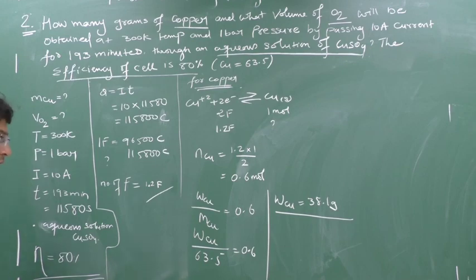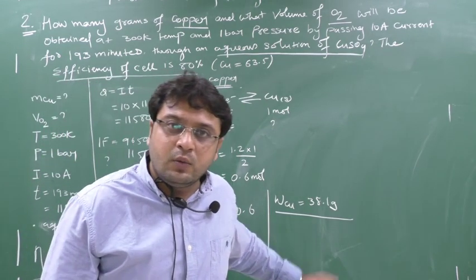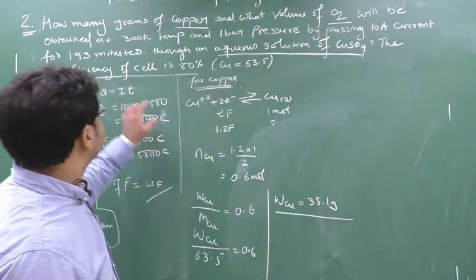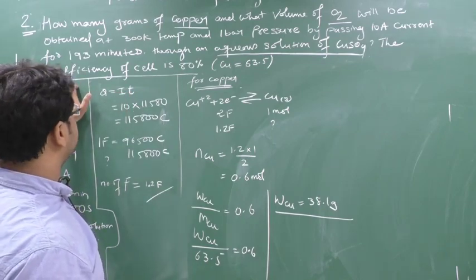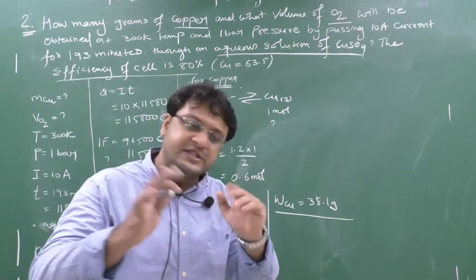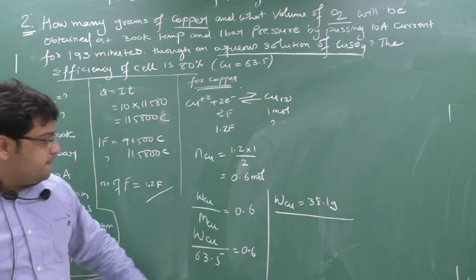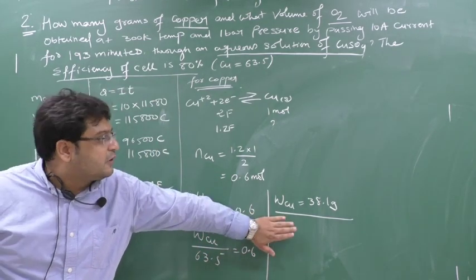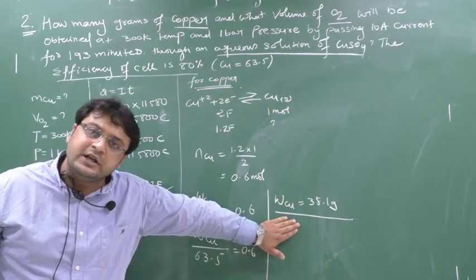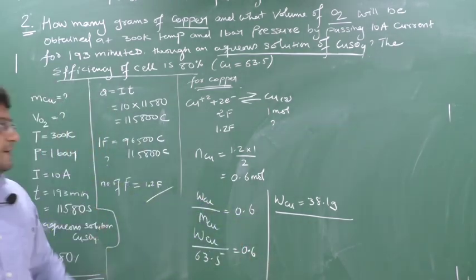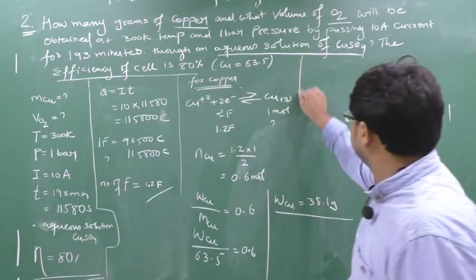Clear? But this is not the actual answer. Why, sir? Because efficiency is given. So what is the role of efficiency? Please remember here. This is the weight of copper which I have calculated, that is 38.1 gram. Clear? Now see here, it's very interesting.